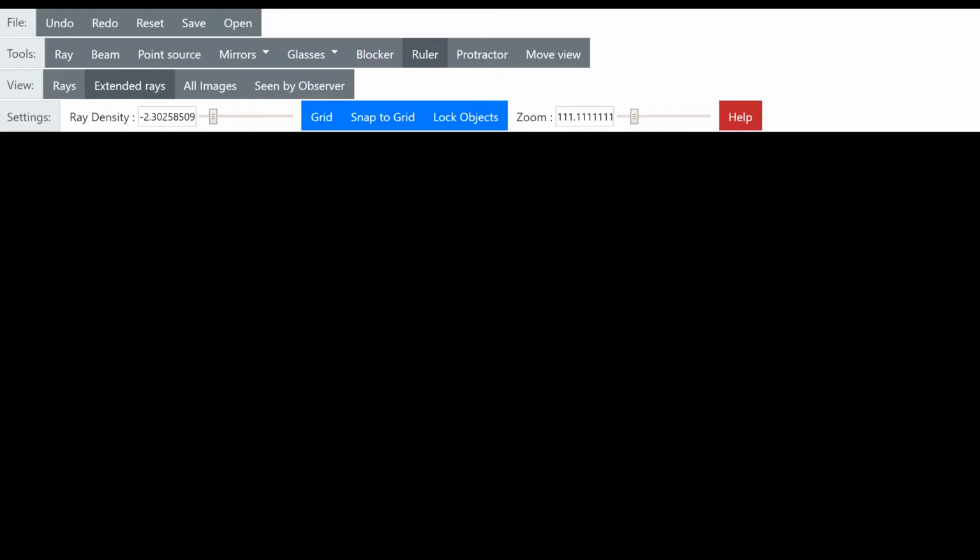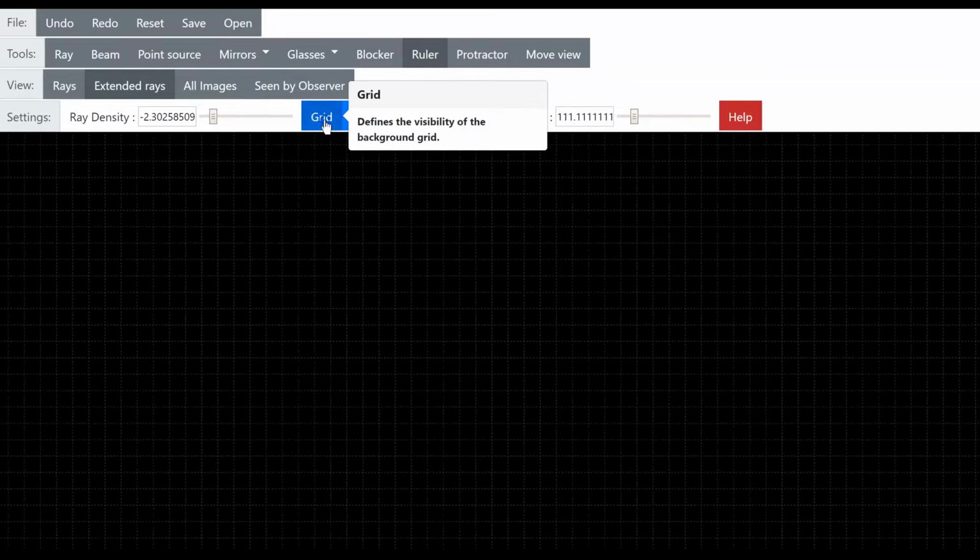So here I am in the Ray Optics simulator, and I want to generate the primary or principal rays, ray 1 and ray 2, to form images. So how do I do it here? So first thing that I would do is I would set up a grid system.